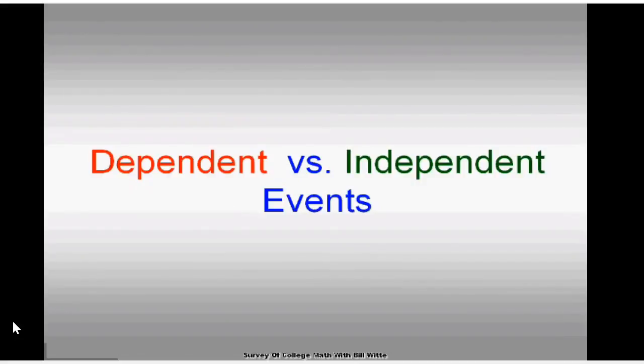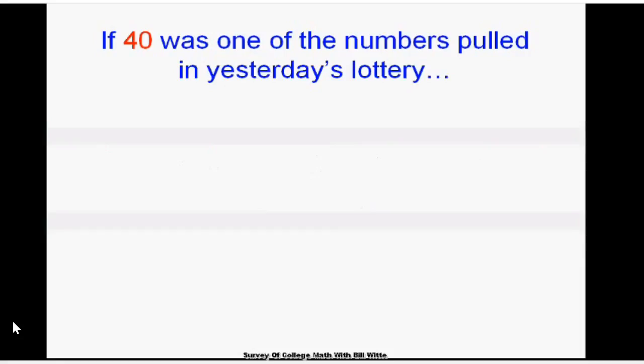Okay, totally new stuff. Let's talk about dependent versus independent events. I'll give you a hint. This is going to be related to conditional probability, the difference between these two.